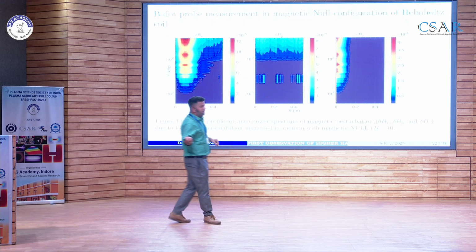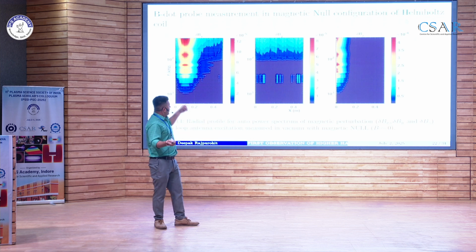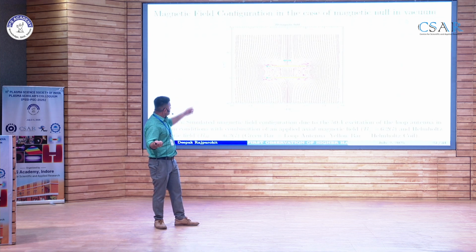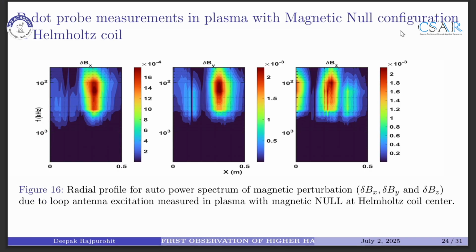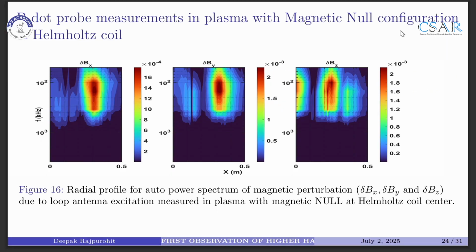Then we create the magnetic null at the center of the Helmholtz coil by producing 6.2 Gauss in both the LVPD axial field and the Helmholtz magnetic field. This is the MATLAB plot. And this is the magnetic null configuration of the Helmholtz coil in plasma medium. Means in this scenario, plasma is there and field cancellation is there at the center of LVPD. So these are the typical structures.